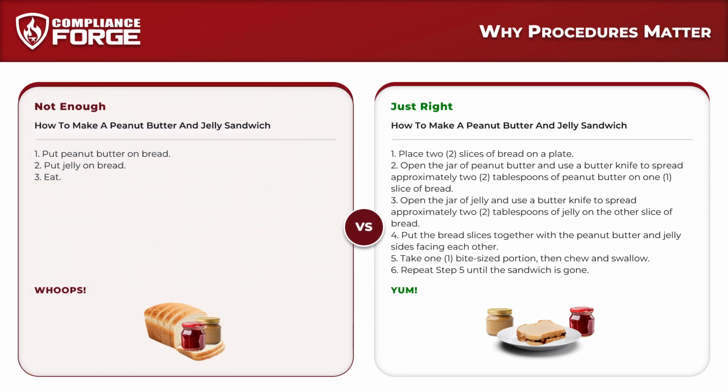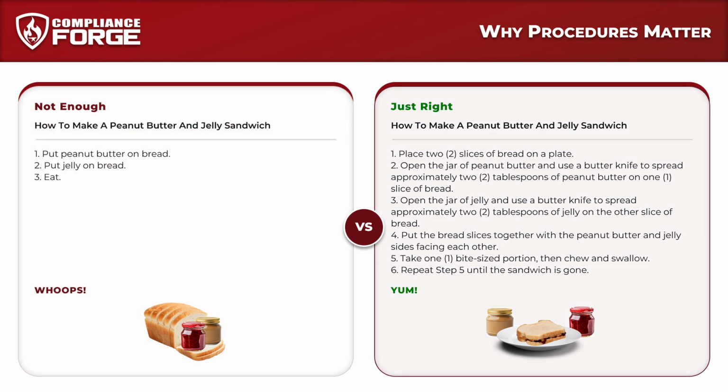To help illustrate the importance of well-written procedures, here's the difference between poorly written procedures and well-written ones, using a peanut butter and jelly sandwich. Not enough. Put peanut butter on bread, put jelly on bread, eat, whoops. Versus just right. Place 2 slices of bread on a plate. Open the jar of peanut butter and use a butter knife to spread approximately 2 tablespoons of peanut butter on 1 slice of bread. Spread approximately 2 tablespoons of jelly on the other slice. Put the bread slices together with the peanut butter and jelly sides facing each other. Take 1 bite-sized portion, then chew and swallow. And repeat until the sandwich is gone. Yum. That is the level of clarity your procedures need.